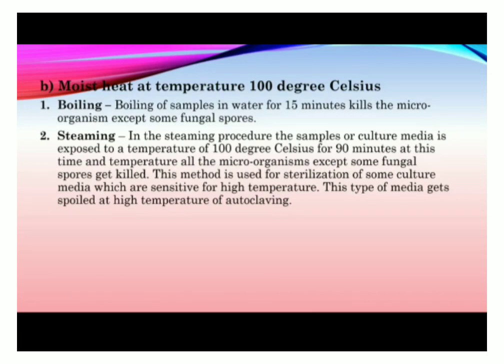This method is used for sterilization of some culture media which are sensitive to high temperature. This type of media gets spoiled at the high temperature of autoclaving. Generally, when we prepare any media which we use for isolation and cultivation of microorganisms, we prepare that media and we autoclave it and sterilize it. But there are some media which can't be sterilized by using an autoclave because they are heat sensitive; the media can get completely destroyed. So the steaming method is used for sterilization of that media. Those media are exposed to 100 degrees Celsius for 90 minutes. Okay, this is the steaming procedure.